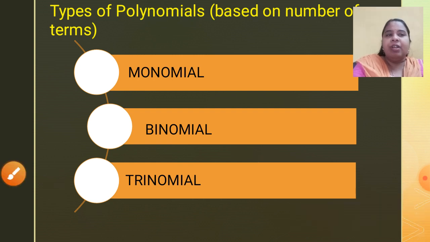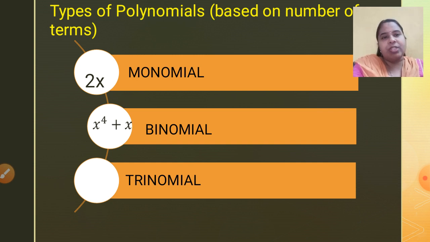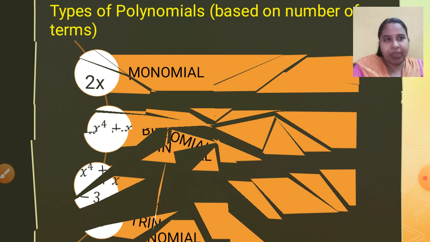Yes, I have given you here one example. Monomial means one term, just 2x, one term. It's a monomial. Binomial means 2 terms. So x raised to 4 plus x, there are 2 terms in it. So it's a binomial. And trinomial means 3 terms. x raised to 4 plus x minus 3. Randomly I have written any 3 terms. Since 3 terms are there, it is a trinomial. 2 terms, it is a binomial. 1 term, it is a monomial. So these are the types of polynomials based on the number of terms. I hope it is clear.